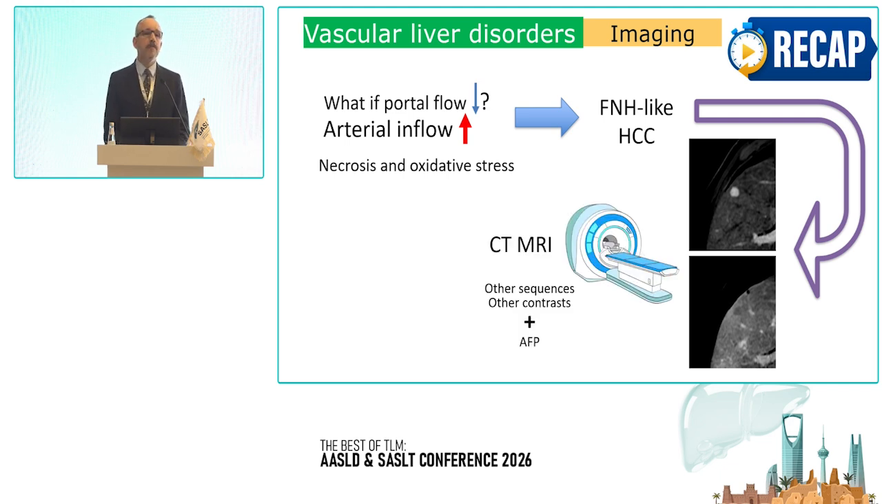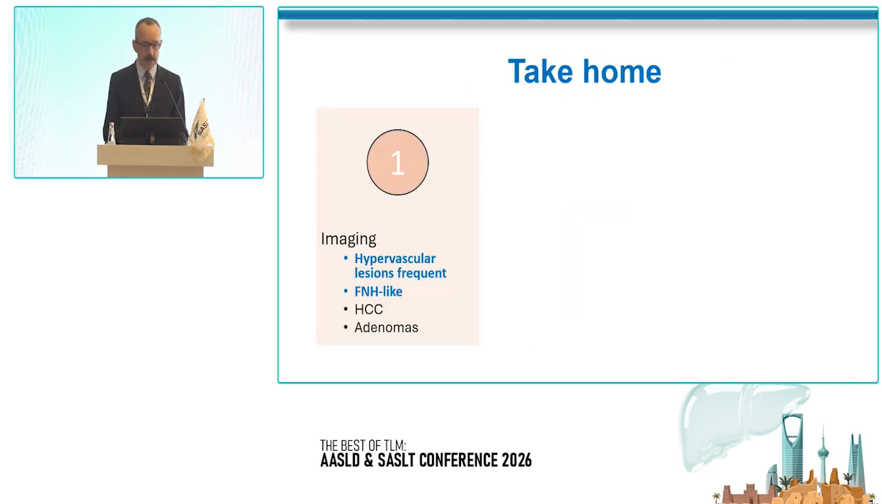How do we deal with them? CT or MRI? Probably it's better to do MRI. Most of these patients are very young. Ultrasound, I think, has many problems. We can discuss that later in the discussion, if you will. And we can use other contrasts and, of course, alpha-fetoprotein. And doing so, we would be able to differentiate many times between FNH-like nodules and HCC.